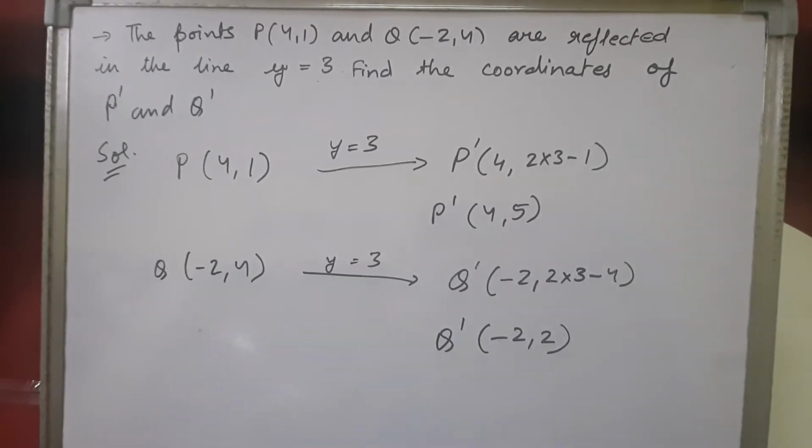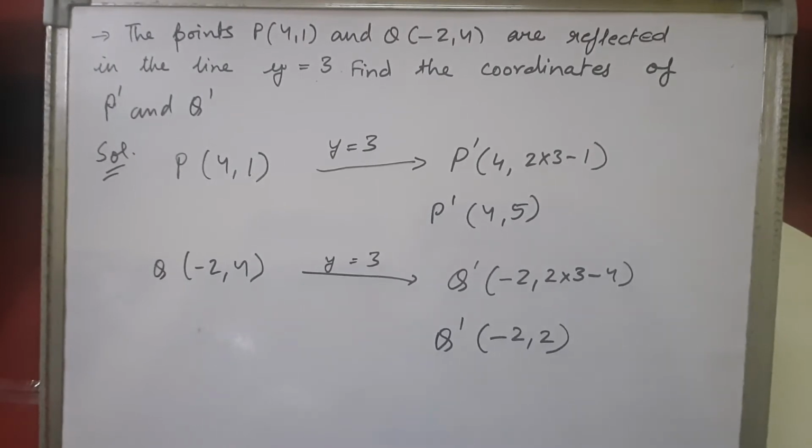Now, children, in the previous class we have studied that if a point P (x, y) is reflected about the x-axis, the sign of the ordinate will change. So the coordinates of the image P' will be (x, -y). If a point P is reflected about the y-axis, the sign of the abscissa will change. Then the coordinates of the image will be (-x, y). If the point P (x, y) is reflected about the origin, then the sign of both abscissa and ordinate will change, and the coordinates of the image P' will be (-x, -y).